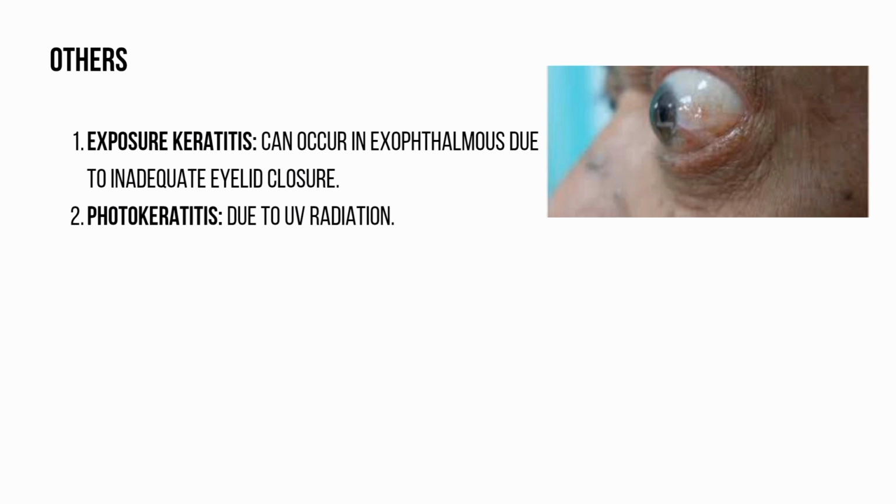Then the next one is photokeratitis. Photokeratitis is due to exposure to UV radiation. We all know that UV radiation is strong enough to cause damage to our cells, and it could cause damage to the cornea on direct exposure.